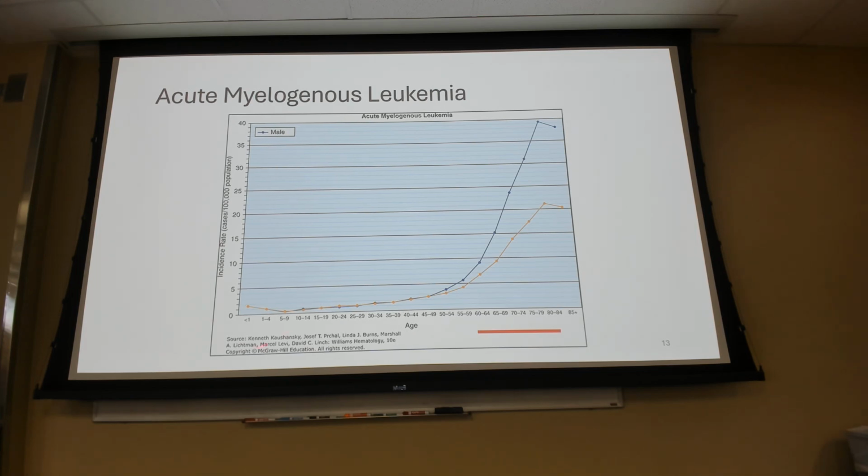All right, AML has a male predominance, and then age. What's the age we're looking at here? Older, in the 60s and 70s, and there's a male predominance for AML.